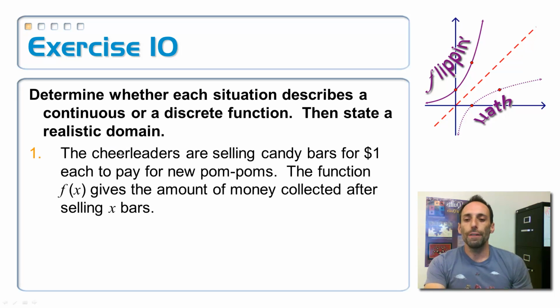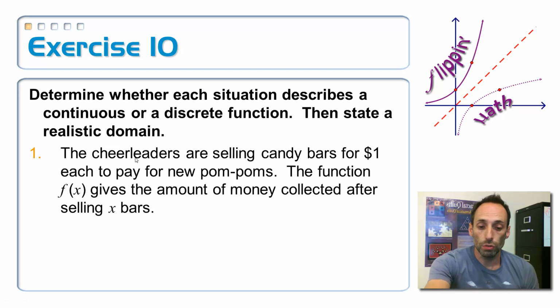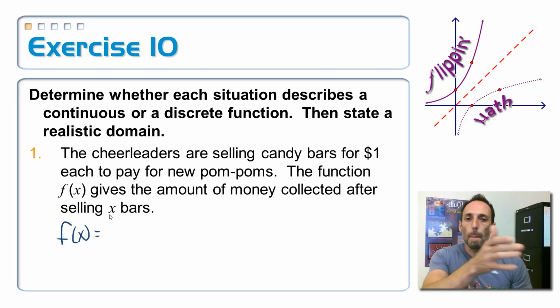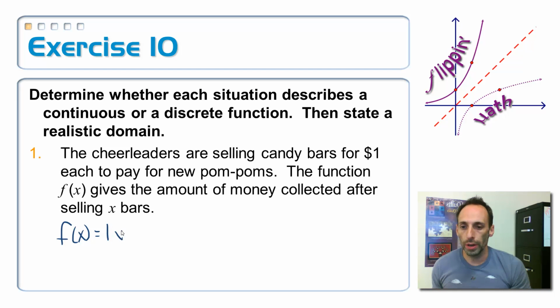The function f of x gives the amount of money collected after selling x bars. So the function, writing it down, is pretty easy, right? It is $1 per candy bar, so it's 1x. You don't even have to put the 1 there, but that's what it is. There's the function. And if I were just to look at that function, I wouldn't know if it was continuous or discrete unless I connected it with this situation.